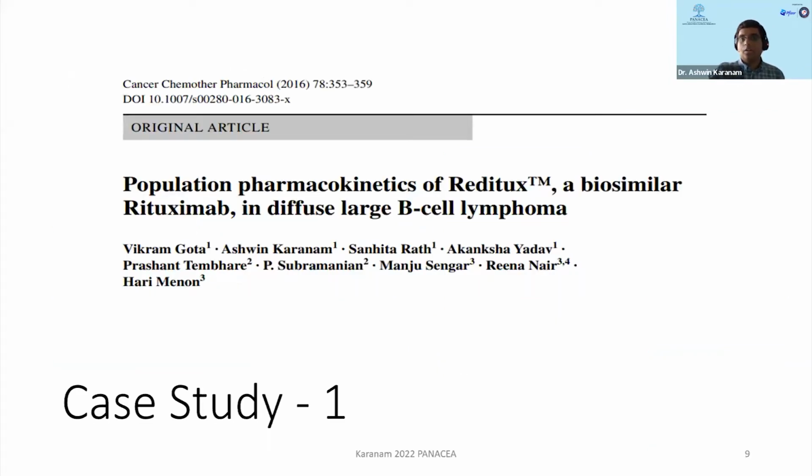The first example I'm going to talk about is a biosimilar analysis, a biosimilar of Rituximab called Riditux in diffuse large B-cell lymphoma, right? So this is a study that was conducted, analyzed in ATTRACT. I was a part of it with Dr. Vikram Gota. And this is an example of framework one, where there is a directed question. There's one question to answer. You develop a clean study design for it with all the ethical and logistical considerations, and you get to the answer that leads to clinical impact.